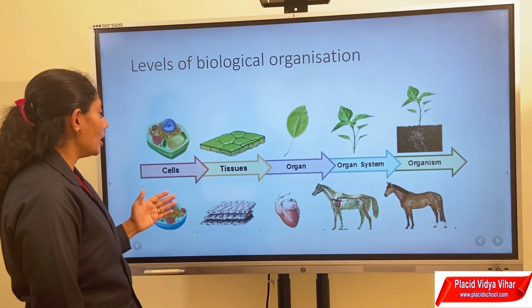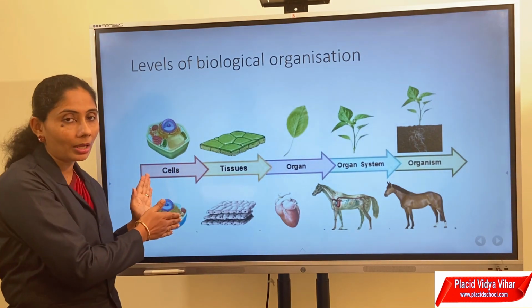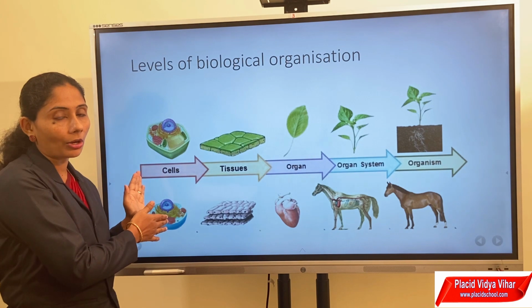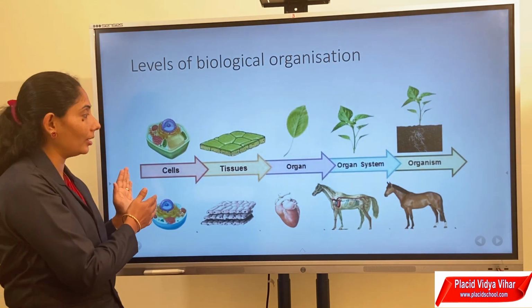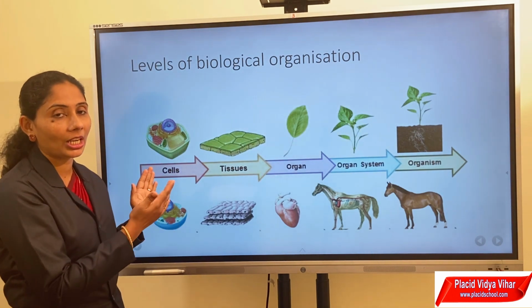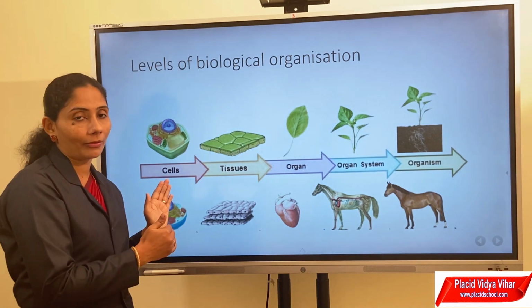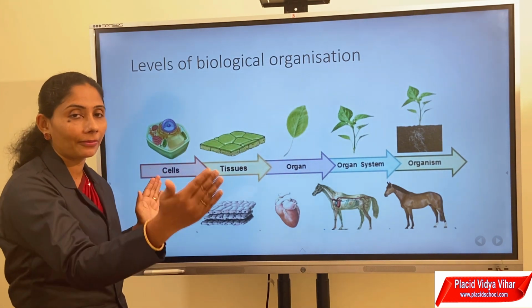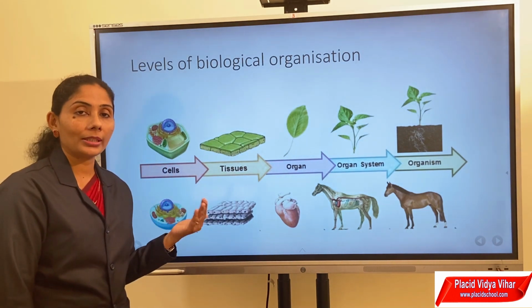Since they have many cells, remember these cells all will not be doing the same function. They can do the same function, but here the cells get specialized. In multicellular organisms, cell differentiation begins to take place. As a result, there will be division of labor. That is, each cell will be doing a specific function. This was not happening in the case of unicellular organisms.